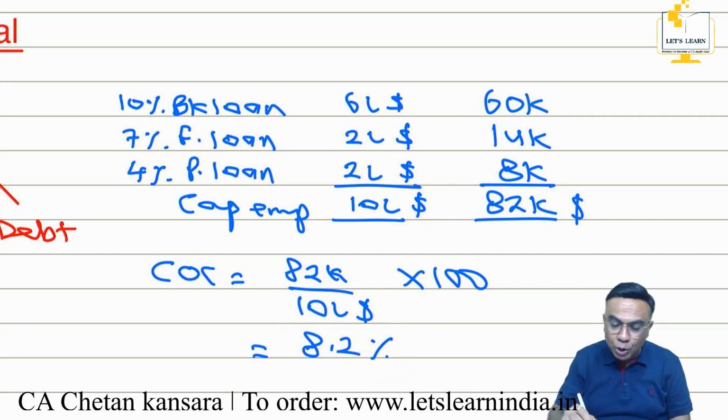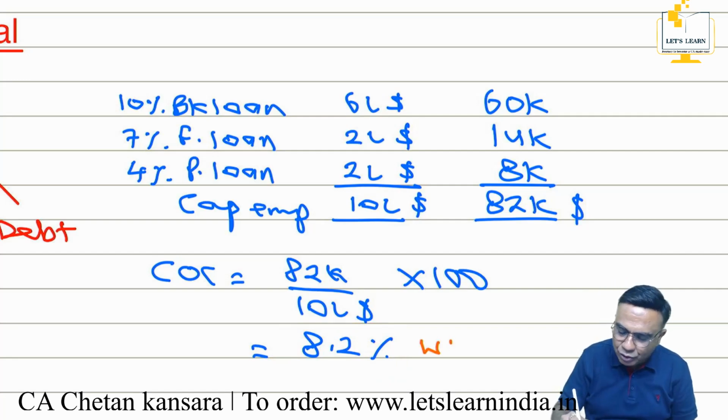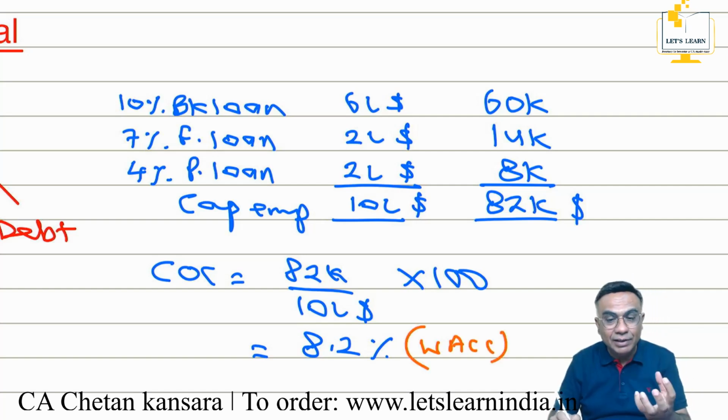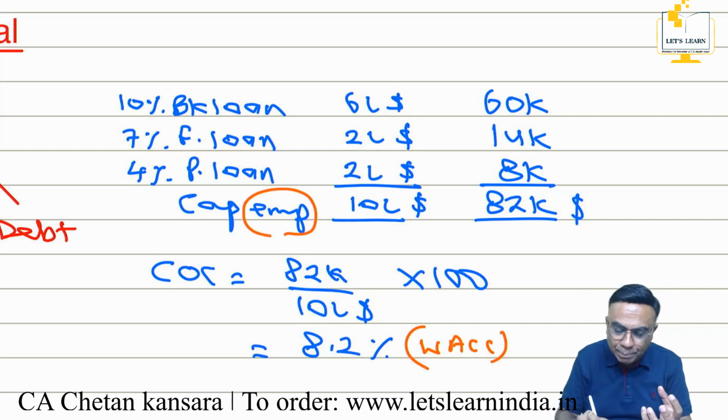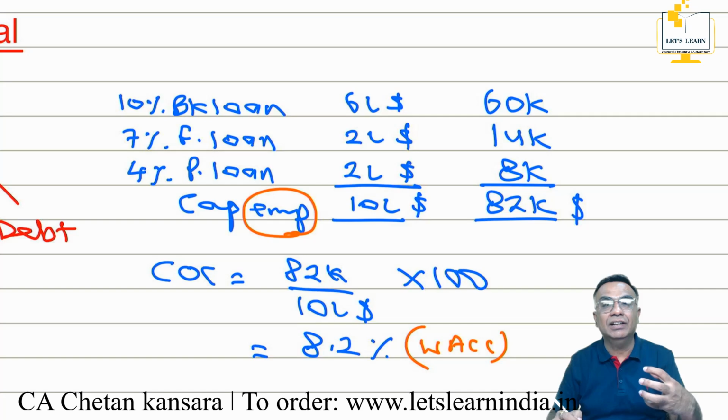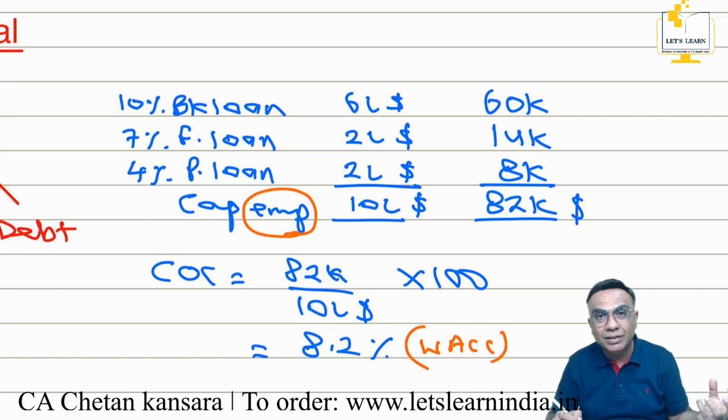It is your weighted average cost of capital. This 10 lakhs is the capital you are investing, you are employing in your business. So what is WACC? It is weighted average cost of capital. This 10 lakhs is costing you 8.2%.